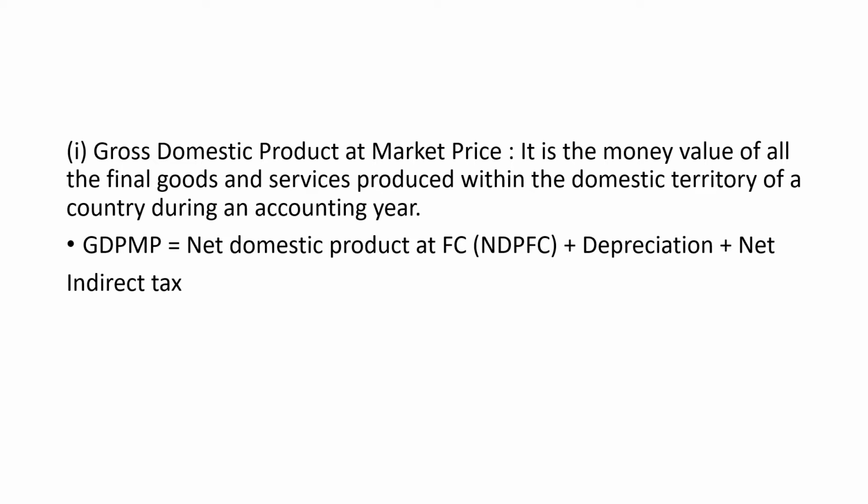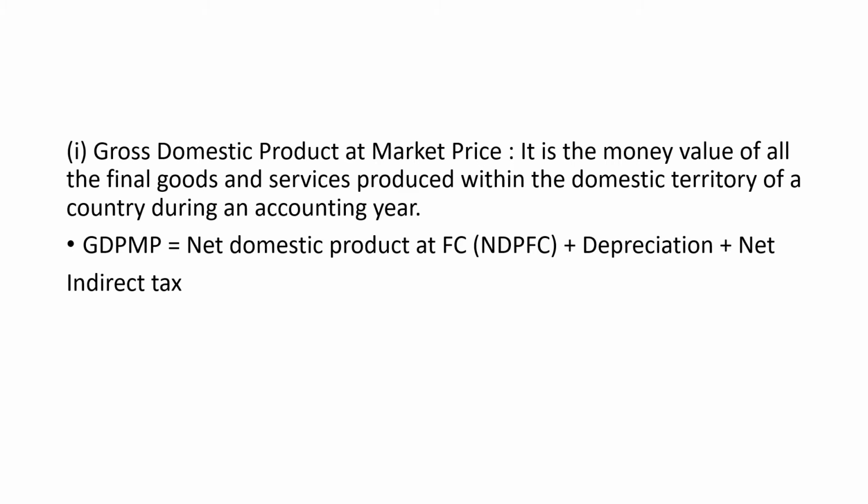So first of all, coming to the gross domestic product at market price, it is the money value of all the final goods and services produced within the domestic territory of a country during an accounting year. Here we have the term gross. Gross means that it includes depreciation also. Since we have domestic product, we take into consideration the goods and services produced within the domestic territory of a country.